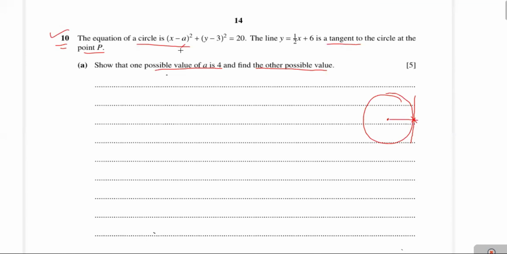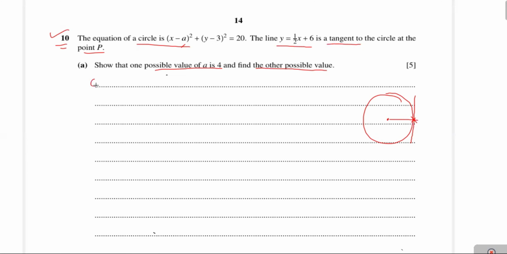Question number 10, the equation of a circle is x minus a whole square plus y minus 3 whole square equal to 20. The line y equal to 1 over 2x plus 6 is a tangent to the circle at point P. Show that one value of a is 4, and find the other possible value.